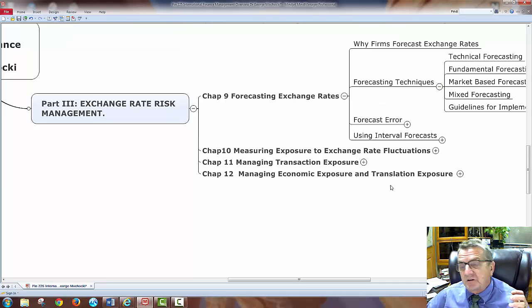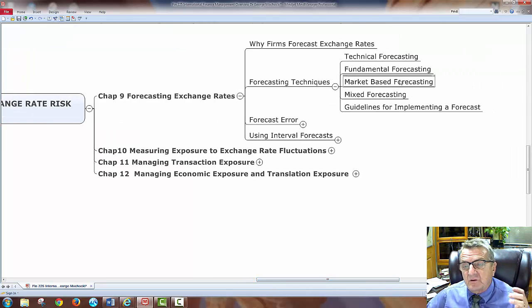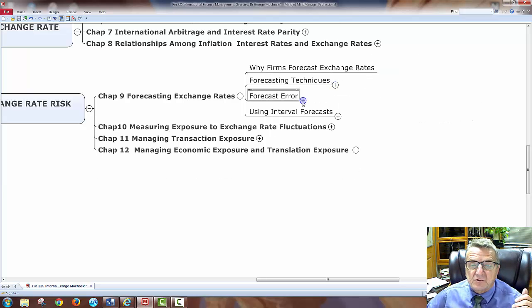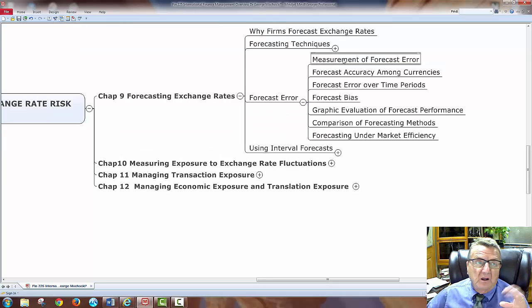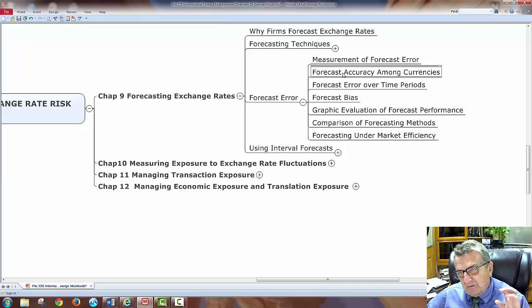Different techniques you're going to look at: technical forecasting, fundamental forecasting, market-based forecasting, and mixed forecasting, and the guidelines you're going to talk about. There's always a mixture. Forecasting errors: how do I adjust for an error? This is a mathematical formula. I just want you to understand you should adjust, knowing that there's going to be some error. Remember, you're forecasting. You're taking your best guess, but you have to put some factors in there.